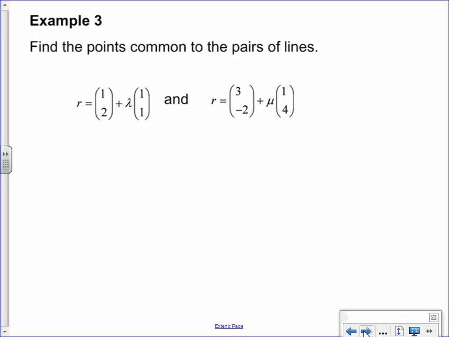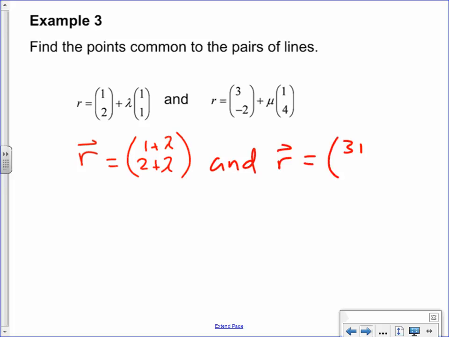Find the points in common to the pairs of lines. All right, so here we go. If you were to equate those two things together, the first one, you would get r is equal to 1 plus lambda, right? And 2 plus lambda. And the second one, you would get r is equal to 3 plus mu, and then negative 2 plus 4 mu. True.